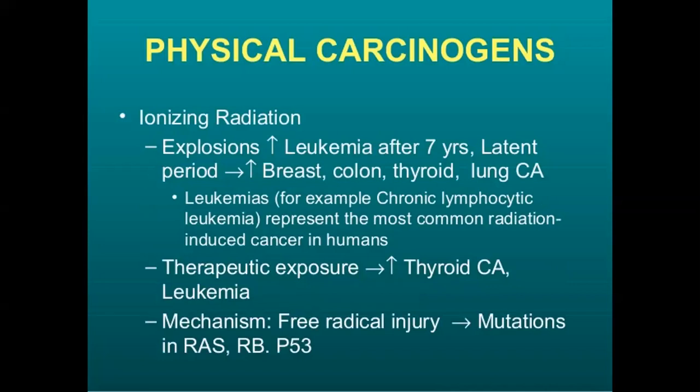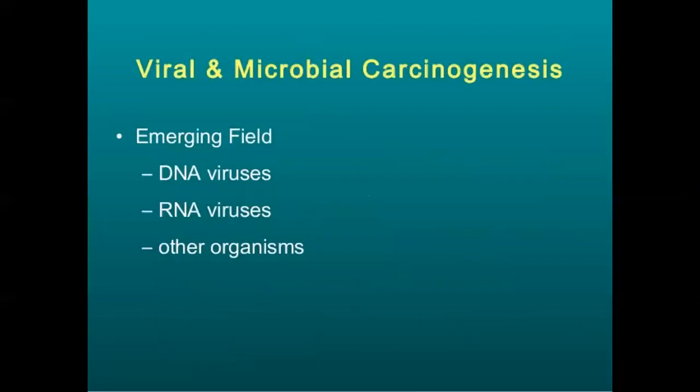The next point in the physical carcinogens is ionizing radiation. The exposure increases leukemia after a latent period of 7 years, which results in the increased incidence of breast, colon, thyroid, and lung carcinoma. Leukemia, for example chronic myeloid leukemia, represents the most common radiation-induced cancer in humans. Therapeutic exposure increases the risk of thyroid carcinoma and leukemia. The mechanism is free radical injury, which causes mutations in RAS, RB, and TP53 genes.